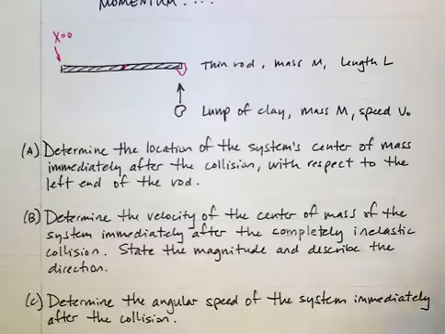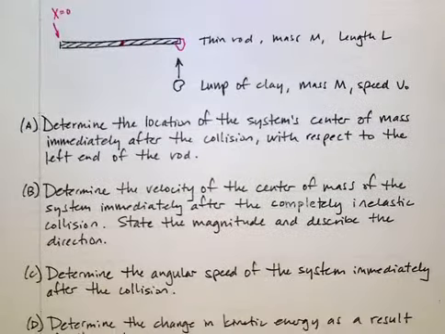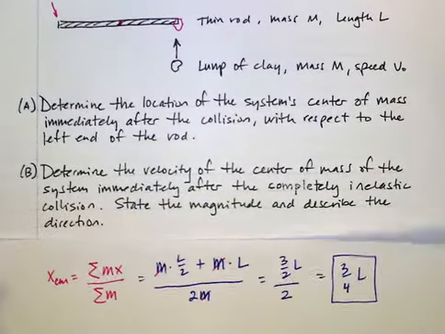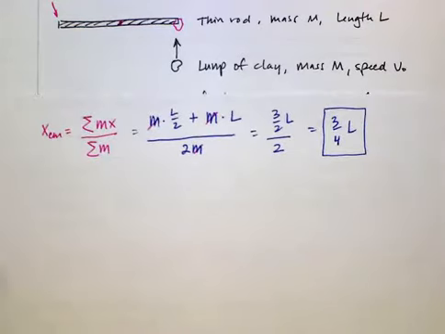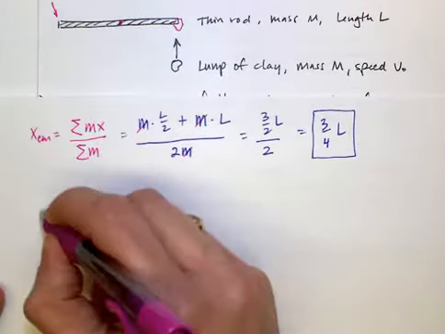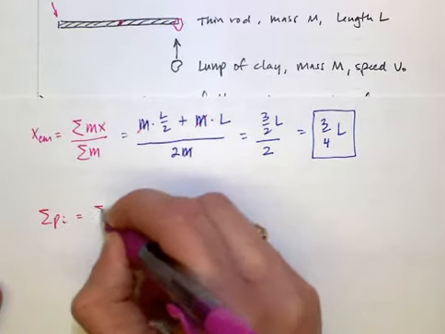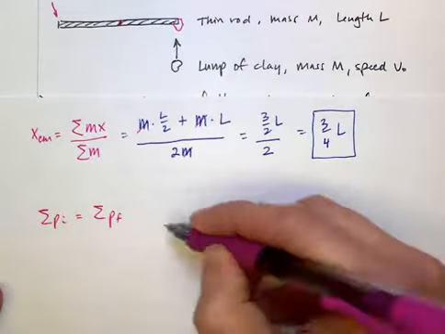The second question asks us to determine the velocity of the center of mass of the system immediately after the collision. And we want to find the magnitude and also describe the direction. The center of mass point moves as if there was no rotation, and so we can go ahead and just use the conservation of linear momentum to answer this question. So taking a look at our diagram here, the initial momentum will have to equal the final momentum being m times v.